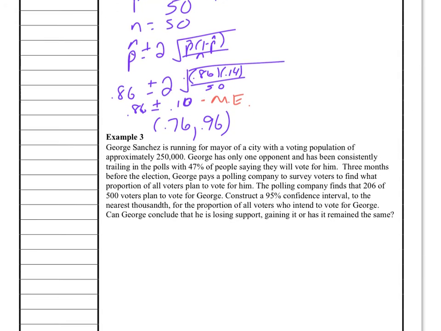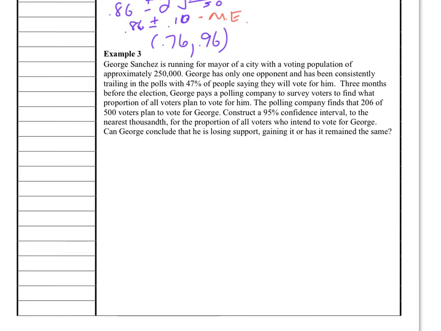Let's go on to example 3. George Sanchez is running for mayor of a city with a voting population of a lot of people, 250,000. George has only one opponent, has been consistently trailing in the polls with 47% of people saying they will vote for him. So George pays a polling company before the election to find out what it's going to be. The polling company finds that 206 out of 500 voters plan to vote for George. We need to construct a 95% confidence interval for the proportion of all voters who intend to vote for George.